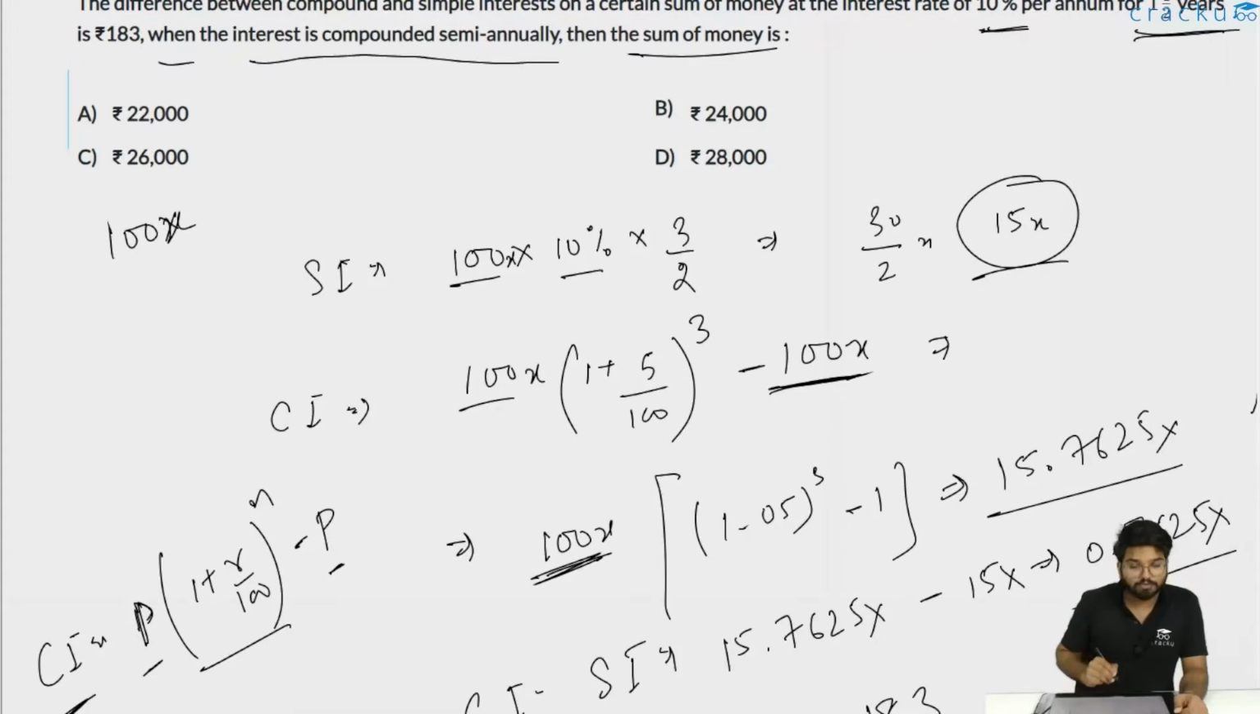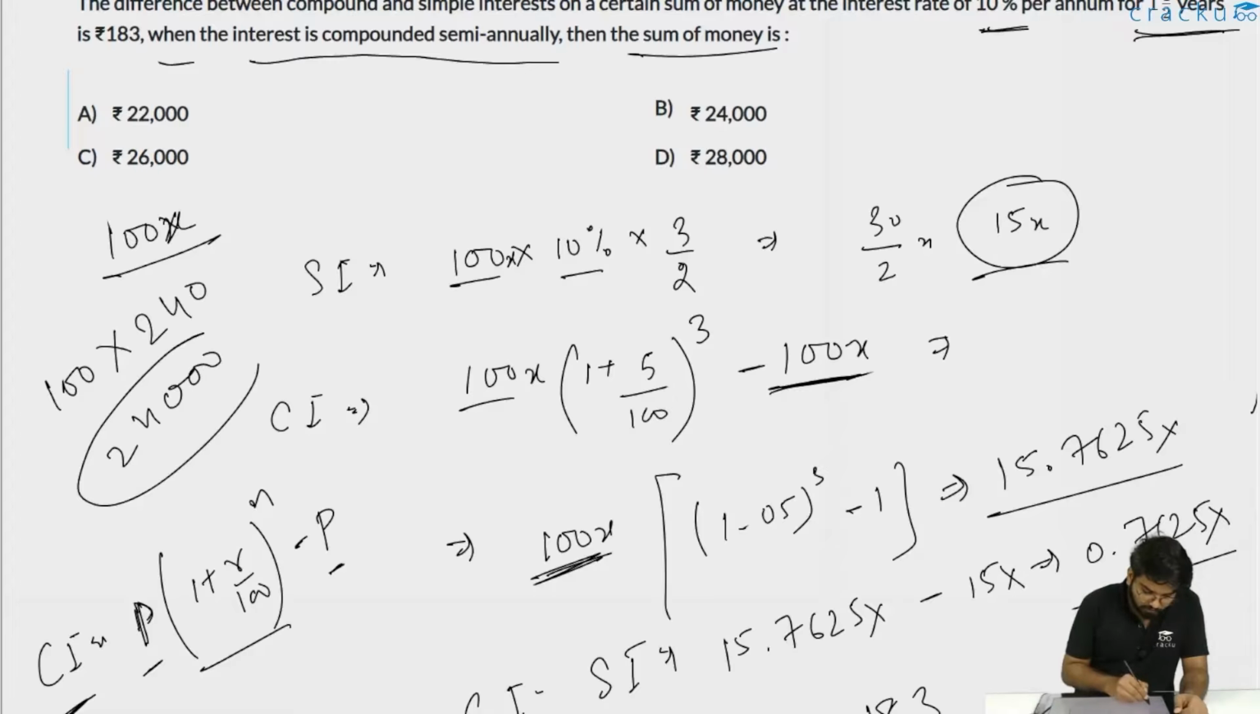We are asked the sum of the money. We know that we invested 100x, that is 100 into 240, which we have got to be 24,000. So the answer has to be option B, 24,000.